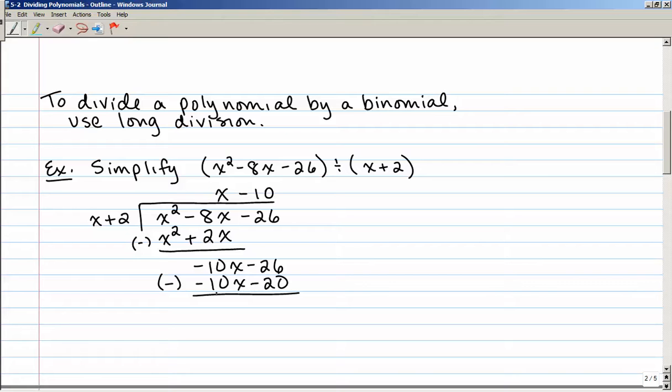Negative 10x minus negative 10x is 0. Negative 26 minus a negative 20 gives me a negative 6. So that gives me a remainder of negative 6 over x plus 2. Since it's a little crowded, let me write my final answer over here. So x minus 10 minus 6 over x plus 2.